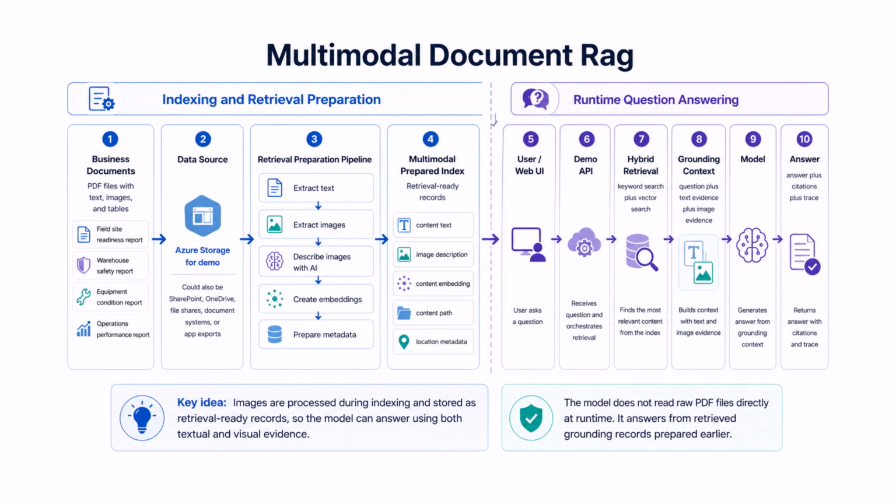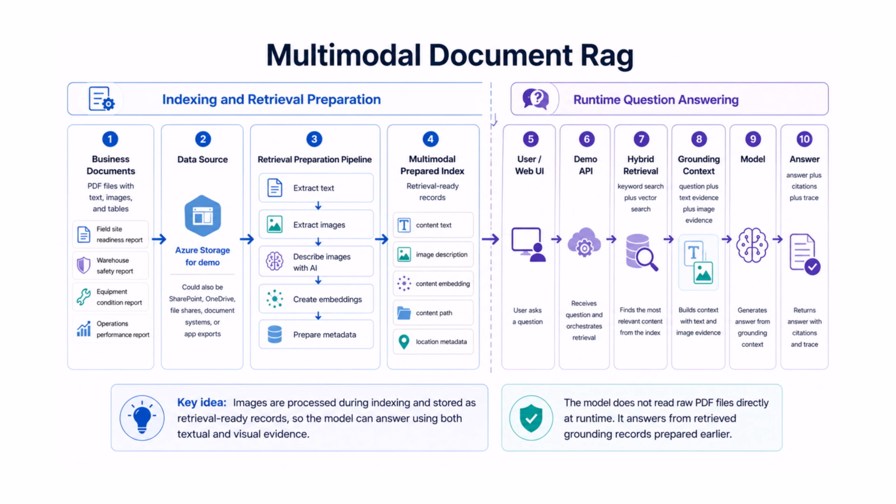With this video, I want to show one important point. An enterprise AI system should not rely only on text if the business evidence exists in visual content. If images are part of business documents, then images need to become part of the retrieval process.